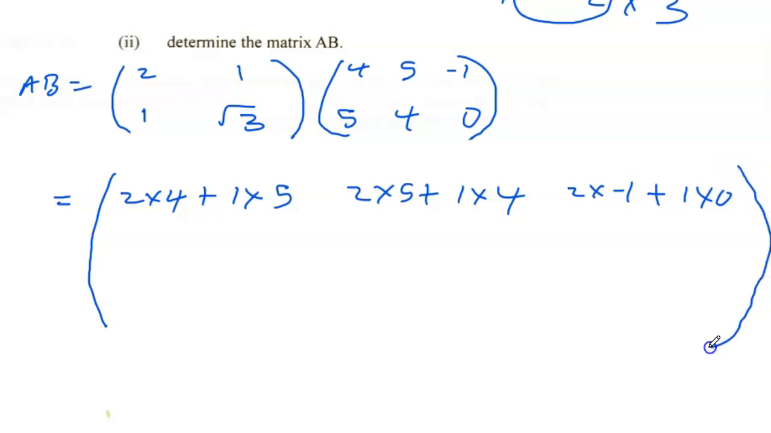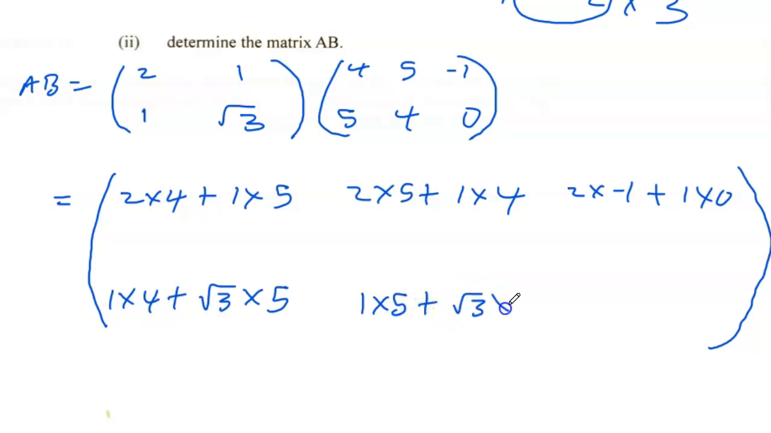And then we apply 1, root 3, the second row now, to the same 3 columns. So 1 and root 3 to 4, 5. So that's 1 times 4 plus root 3 times 5. And we apply the same 1, root 3 to 5, 4. That's 1 times 5 plus root 3 times 4. And we apply 1, root 3 also to minus 1, 0. That's 1 times minus 1 plus root 3 times 0.